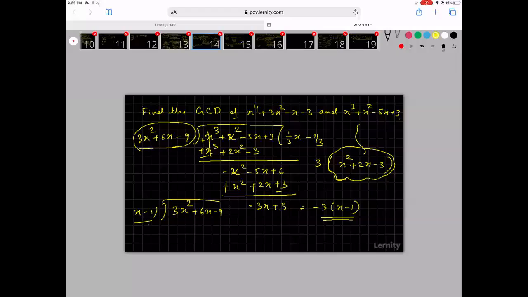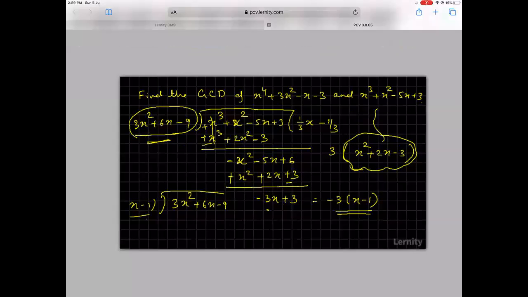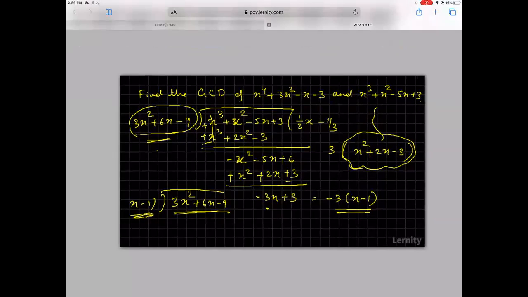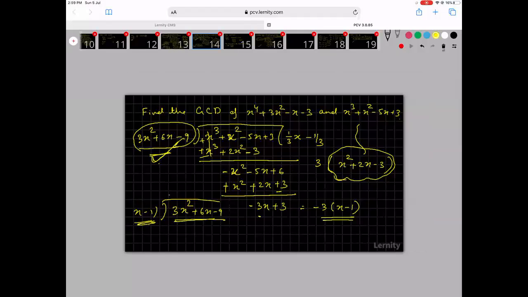That means you keep doing this till you get the step where the previous divisor is divisible by the remainder. If this is divisible by the remainder, then the divisor of the previous step is the GCD. So the divisor of the previous step is this. So that will give you the GCD. So 3 into x square plus 2x minus 3. So that x square plus 2x minus 3 will give you the GCD of the given situation.